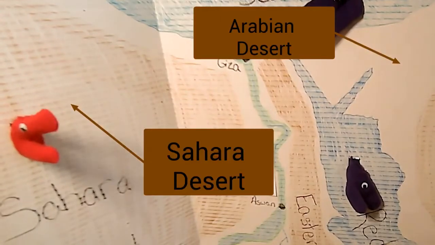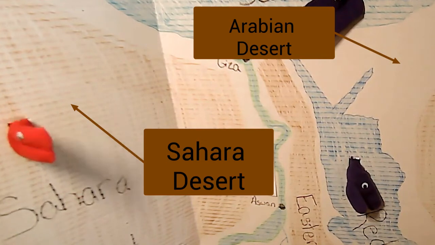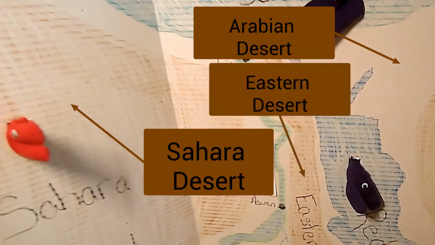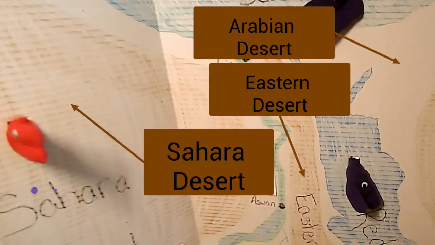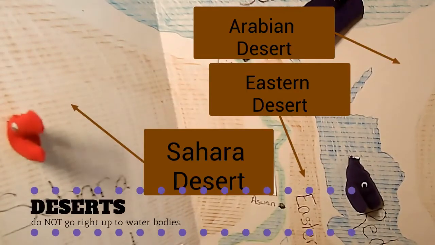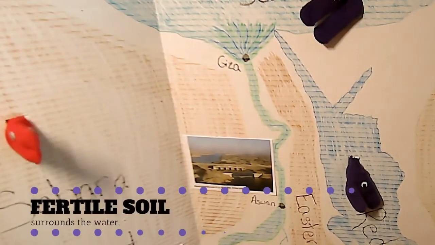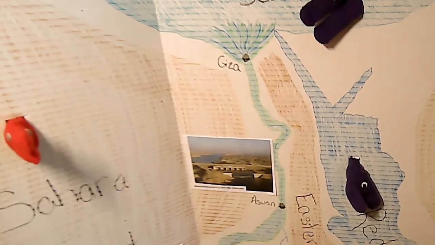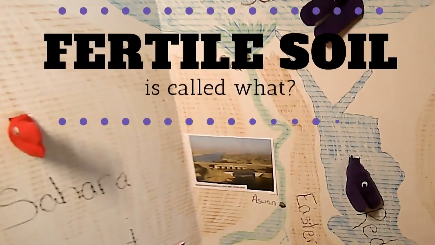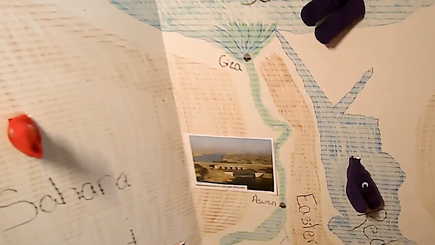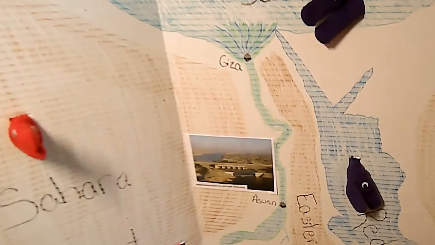Sandwiched between the Nile River and the Red Sea, we have the Eastern Desert. Notice that the deserts do not go right up to any bodies of water. Why is that? Well, there is some fertile soil surrounding those bodies of water. What do we call fertile soil again? I'm not going to tell you yet.